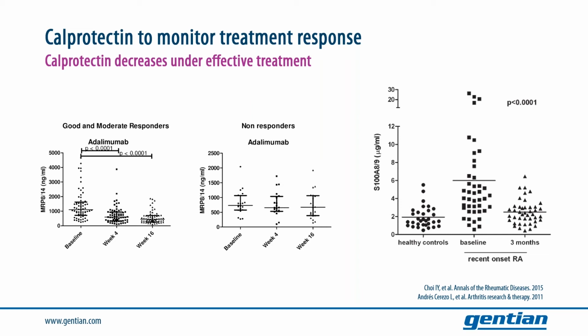To the right, you see results from a study of Andres and colleagues in recent onset RA patients under conventional treatment, where again the calprotectin levels decreased after successful medication and normalized within 3 months after treatment.